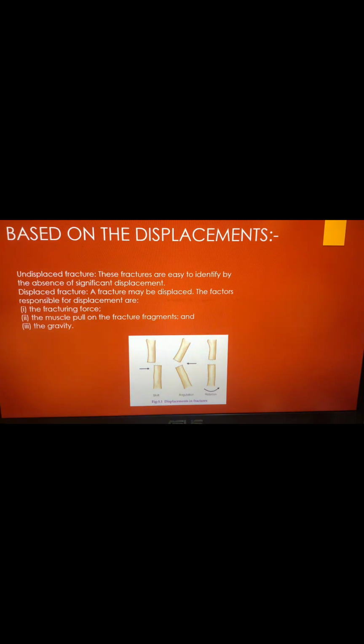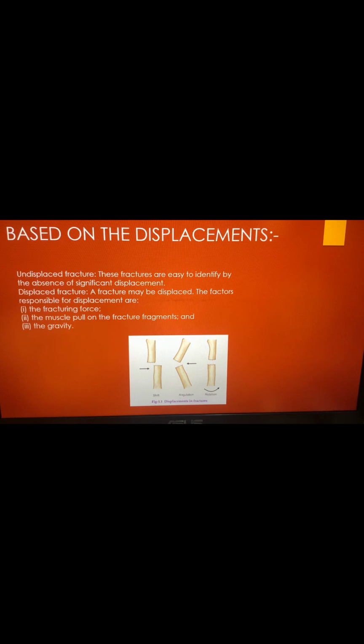The third type of classification is based on the displacement. Undisplaced fractures are easily identified by the absence of significant displacement. Displaced fractures are fractures that may be displaced. The factors responsible for displacement are the fracturing force, the muscle pulling the fracture fragment, and gravity.